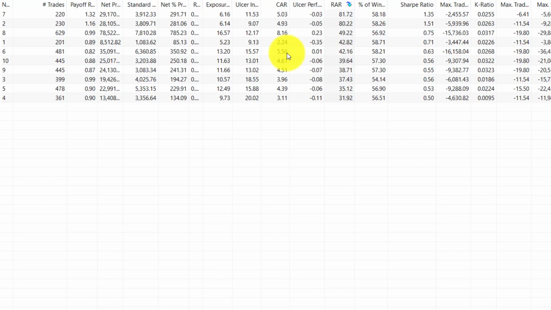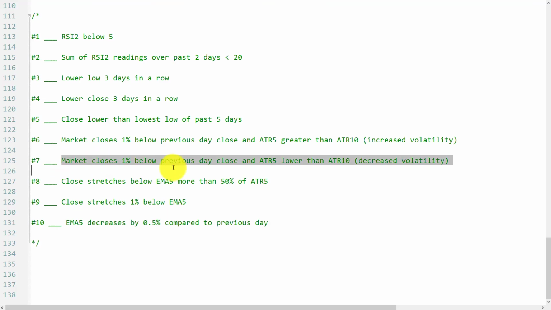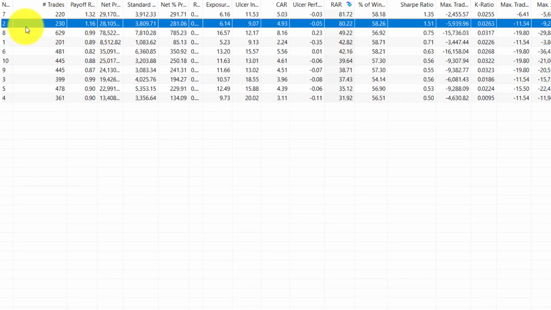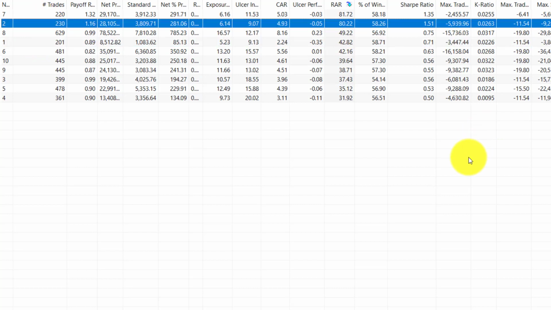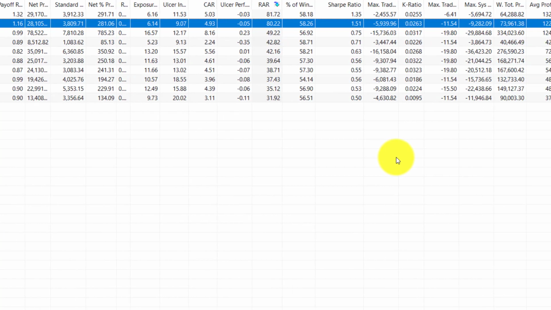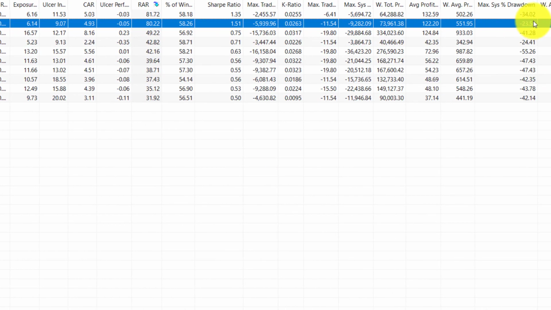And we can see that the highest is number 7, which if I just refer back to my code, was that the market closes 1% below its previous day close, and the volatility environment is classified as decreased volatility. Number 2 is the cumulative RSI reading. So that's very interesting because it's actually ranking higher than number 1, which was the one-day RSI. And we can actually see that this particular cumulative RSI reading setup has got the lowest drawdown as well.